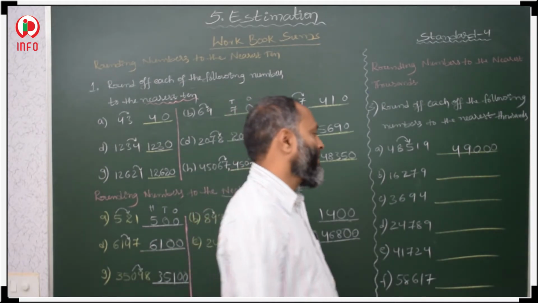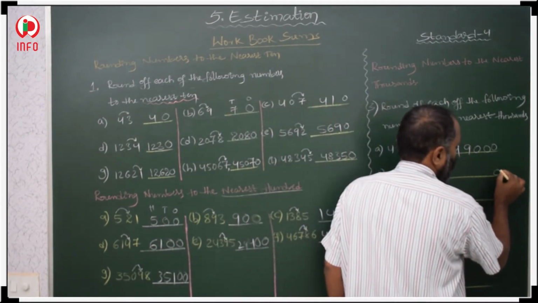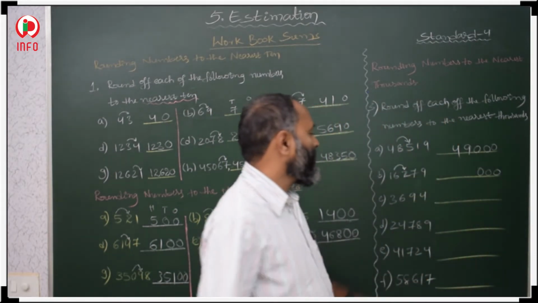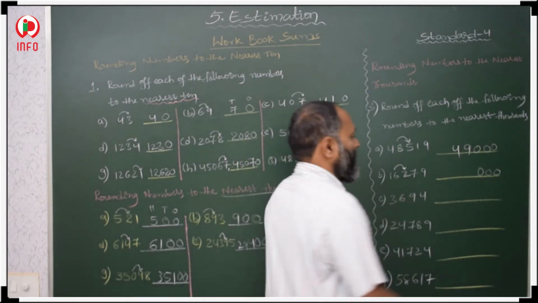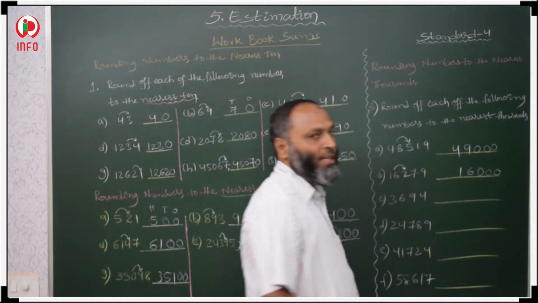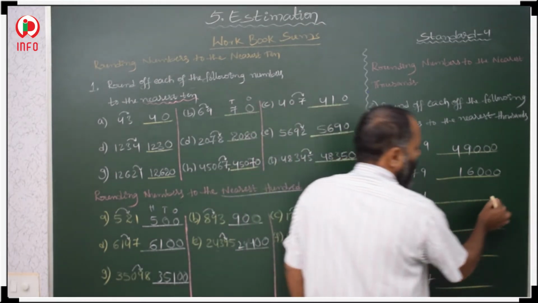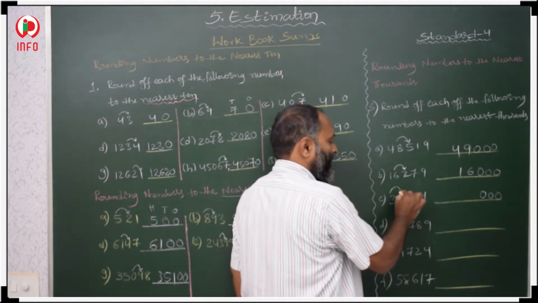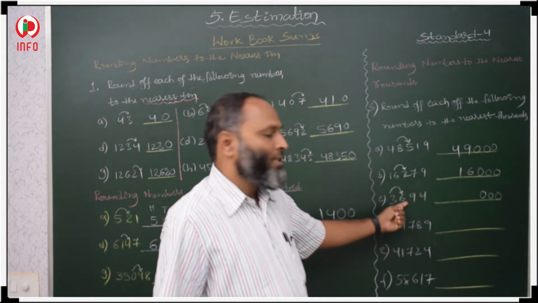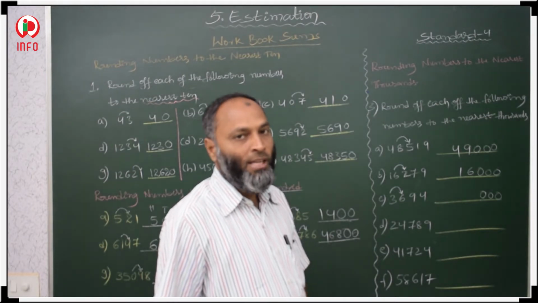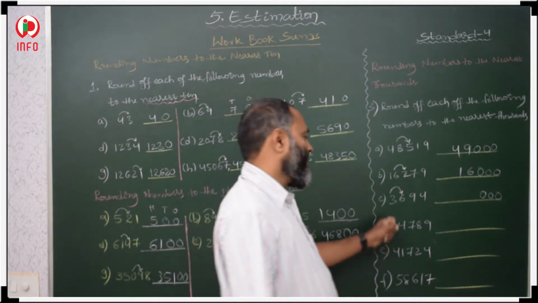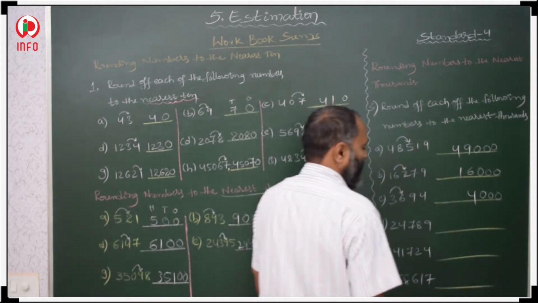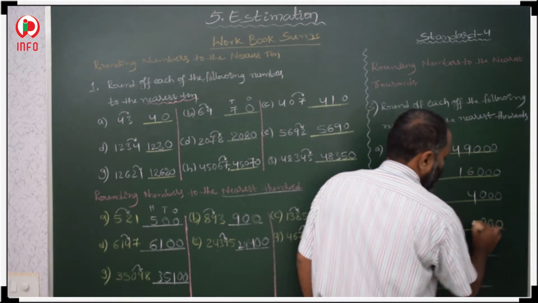The 10,000 place stays as it is. And here also the ones, tens, hundreds are the same. Then the thousands place. What is there in the hundreds place? 2. It is less than 5, then 6 stays as it is, and the 10,000 as it is. Then here also the ones, tens, hundreds are the same. Then the thousands place: what is there in the hundreds place? 6. It is greater than 5. Then we have to add plus 1 to this thousands place. 3 plus 1, 4. Then again the ones, tens, hundreds are zeros.